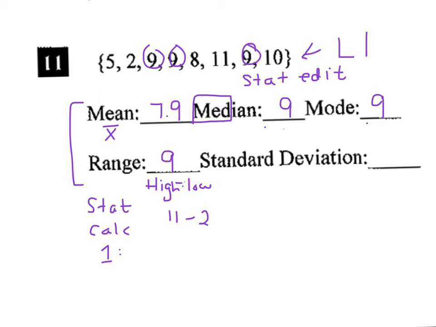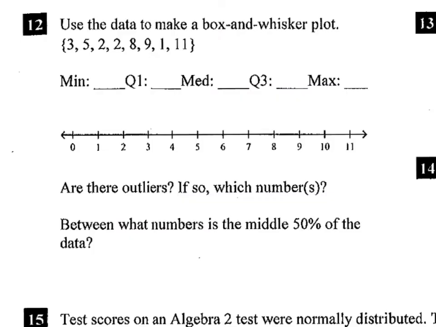And last, the standard deviation. That's the little sigma that looks like that on your calculator. And that number is 2.8. You can have the calculator draw you a box and whisker plot, or you can just have it tell you the information and you can draw it yourself. So you do everything exactly the same as we did in number 11. You take all the numbers in that list, you put them in L1, you press Stat Calc 1, and you copy down all these things from your screen.